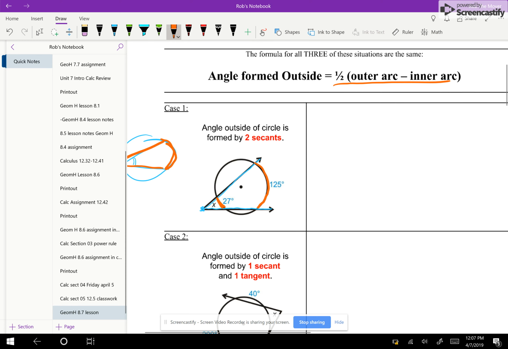So I'll do this one real quick. X is going to be half of 125 minus 27. That's pretty easy. 1/2 of 98 is 49. That's 2 less than a hundo. And X is going to be 49 degrees. These are all degrees.